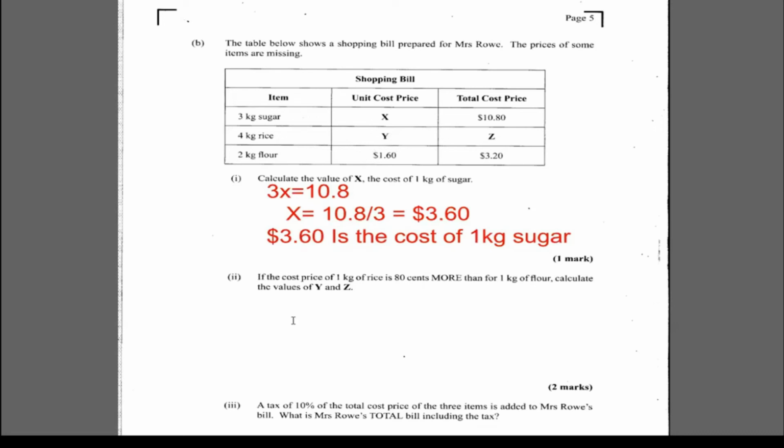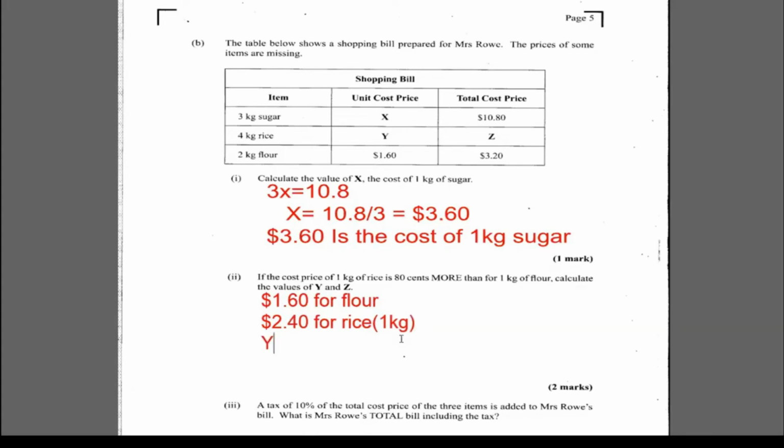Now it says that the unit cost for flour is 1.60 for flour, all right? And the cost of rice then is going to be 80 cents more. So the cost of rice is going to be $2.40 for rice. That's the cost for 1 kg of rice, because this is 80 cents more than 1.60. So pretty much Y is 2.40.